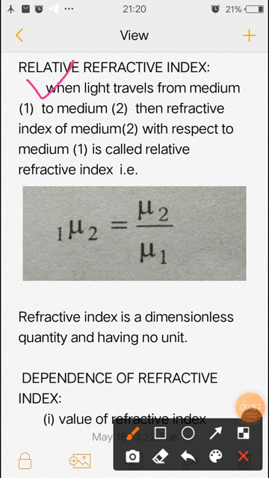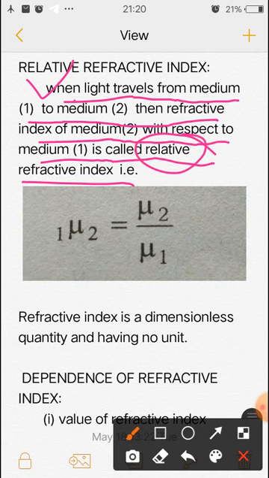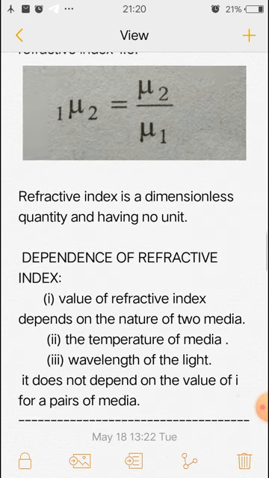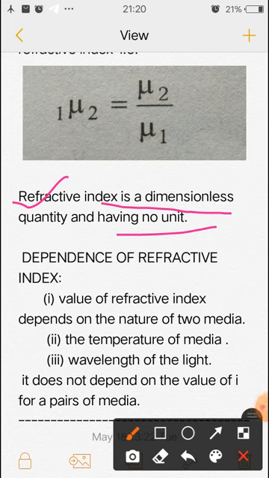Next, the relative refractive index. When light travels from medium 1 to medium 2, then the refractive index of medium 2 with respect to medium 1 is called the relative refractive index. It can be written as 1 mu 2, which is mu 2 by mu 1. And refractive index has no unit and no dimension, so it is a dimensionless quantity.